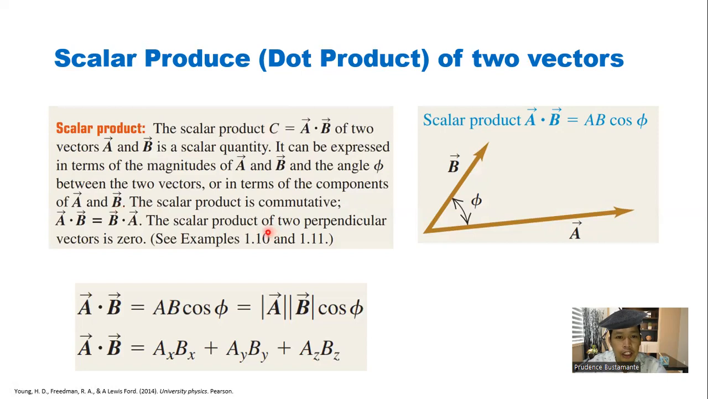Okay, the scalar product or the dot product of two perpendicular vectors is 0. Kung meron tayong scalar product of perpendicular vectors, so meaning they are perpendicular, so it's 0. So what does this formula mean?